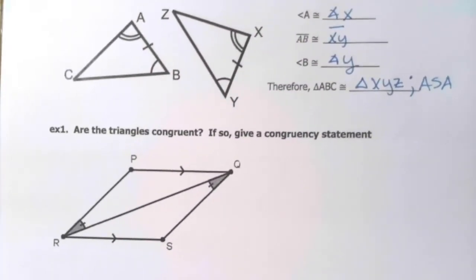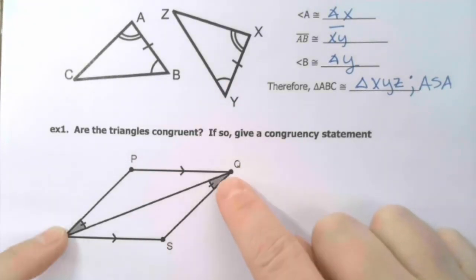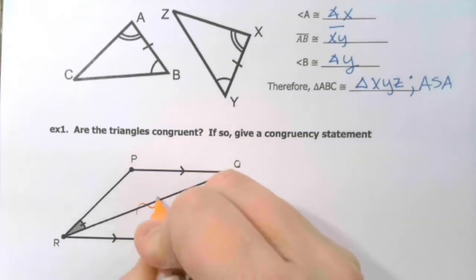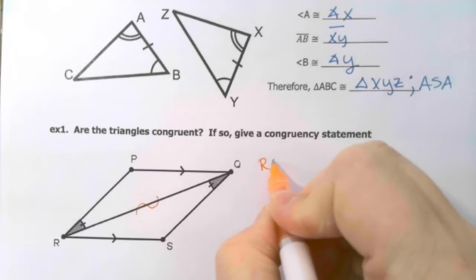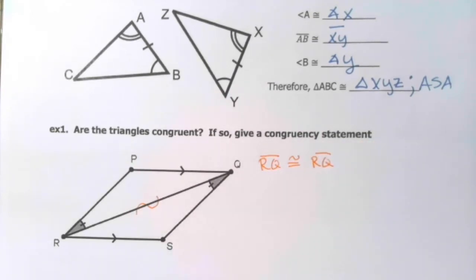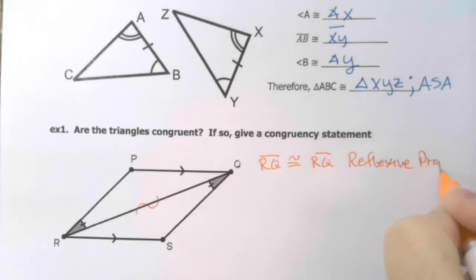Okay, example 1. Are the triangles congruent? If so, give a congruency statement. Looking at these two triangles, right now all we've got is an angle. Right away, though, I hope you notice that they share a side right here. So we can say that side RQ is congruent to side RQ because of the reflexive property of congruence. So now we have an angle and a side.